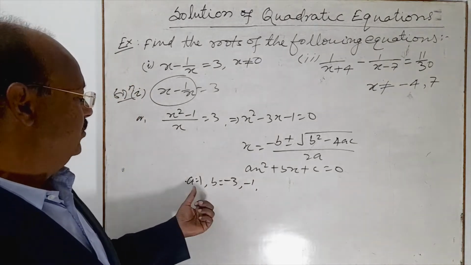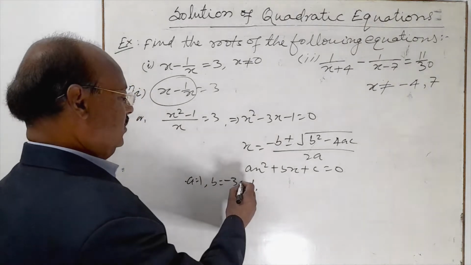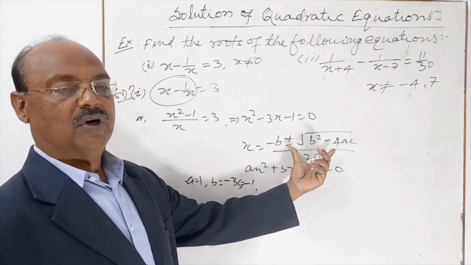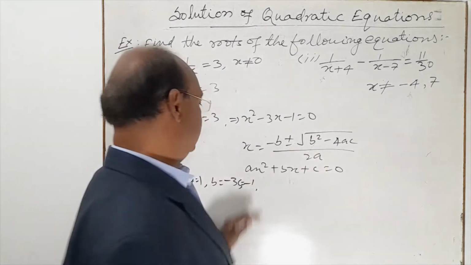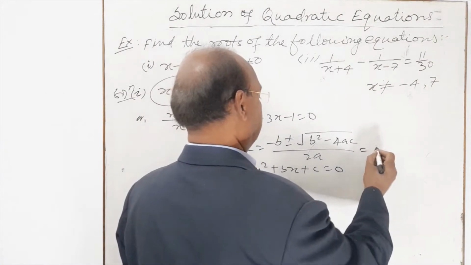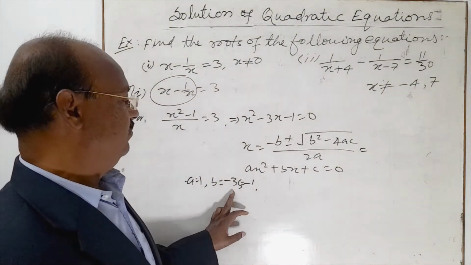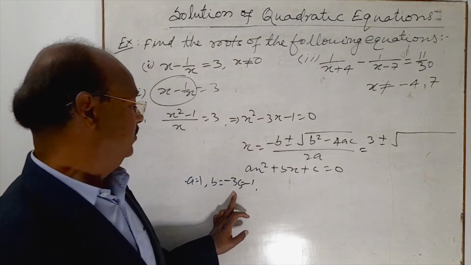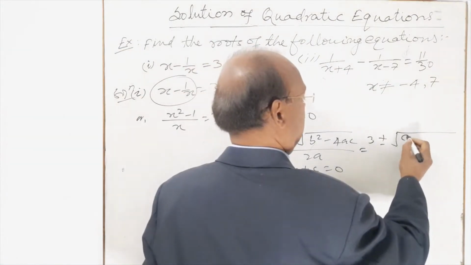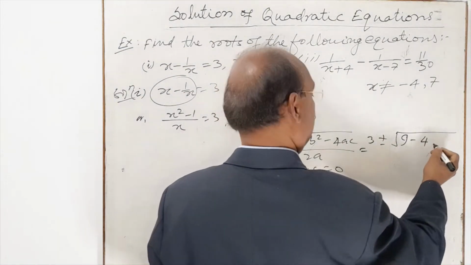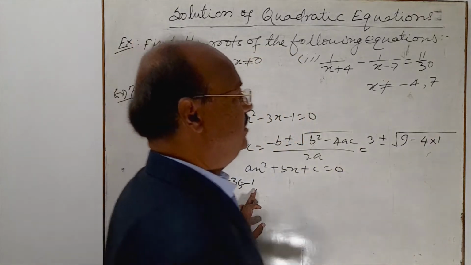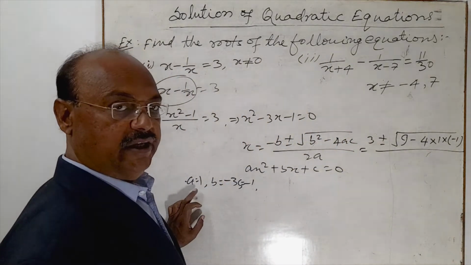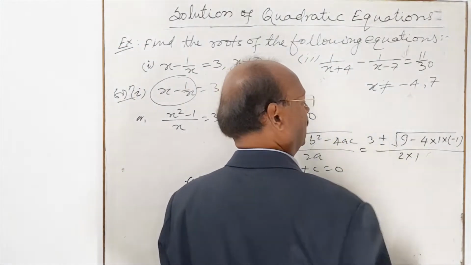So now let us put the values of a, b and c in this quadratic formula, and we will get the value of x very easily. So this is equal to minus of b, means minus of minus 3, that is 3, plus minus root over b square, means minus 3 square, that is 9, minus 4 into a is 1 and c is minus 1, divided by 2a. a is 1 here, so this is 2 into 1.